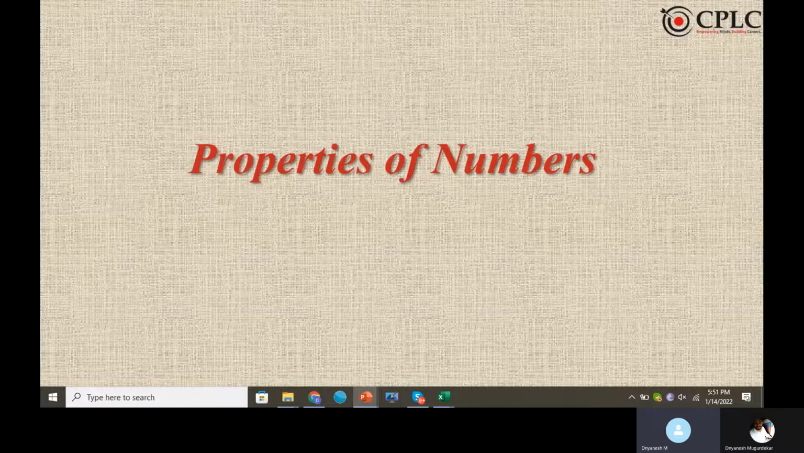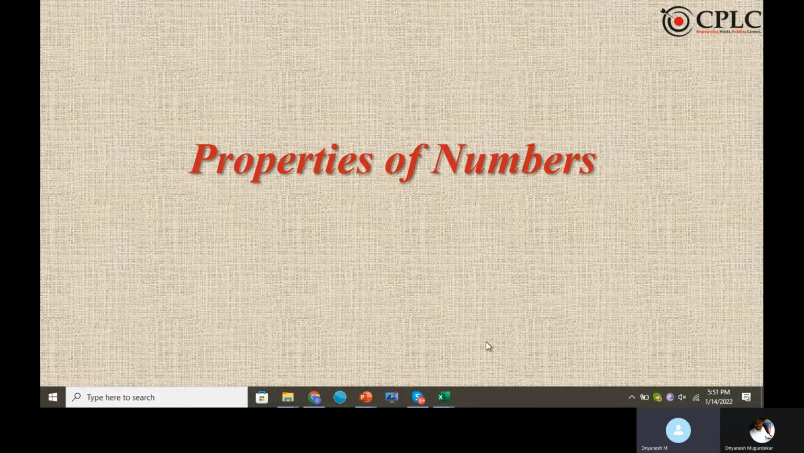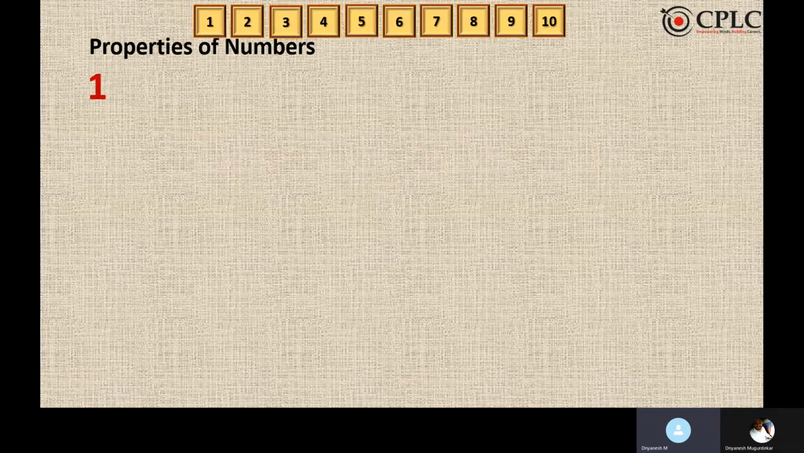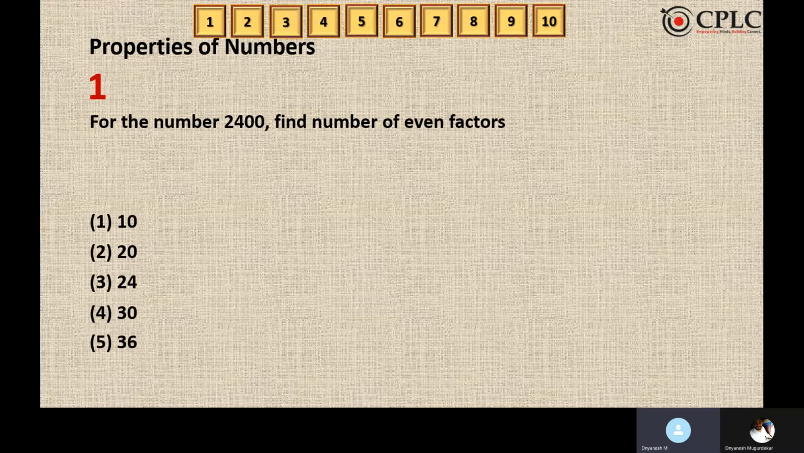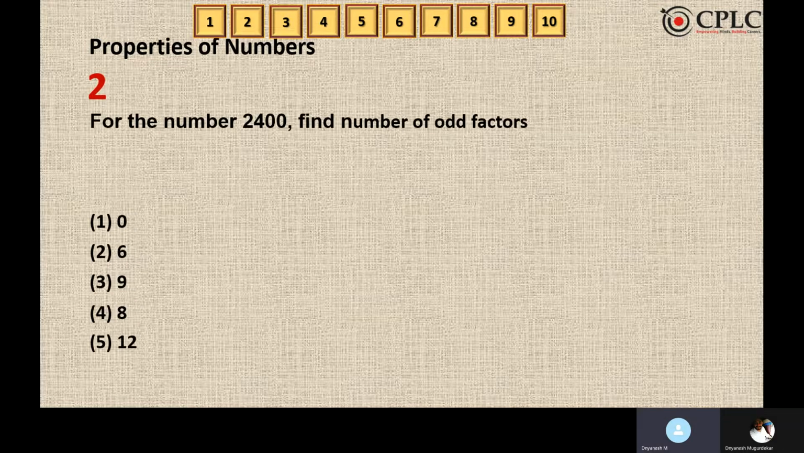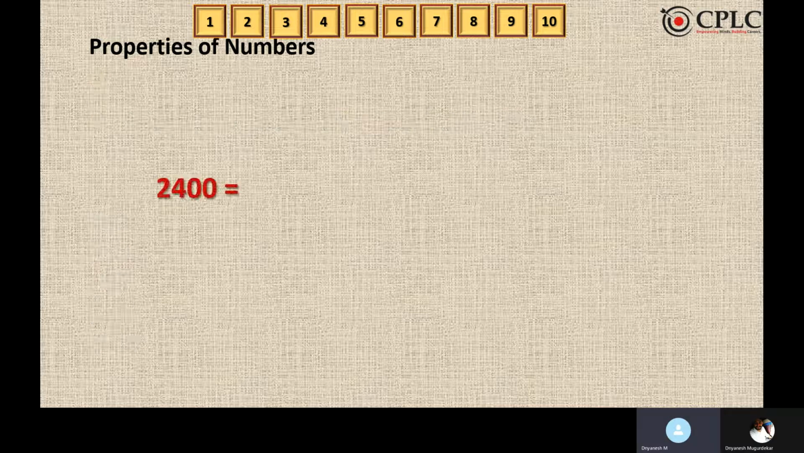Hi everyone, the next topic that we are doing is properties of numbers. Now, in this topic, we have done some interesting concepts related to factors and multiples and all those ideas which we are going to apply in terms of last digit and everything. So, the first part, find the even number of factors for the number 2400. Second question, find the odd number of factors and so on.